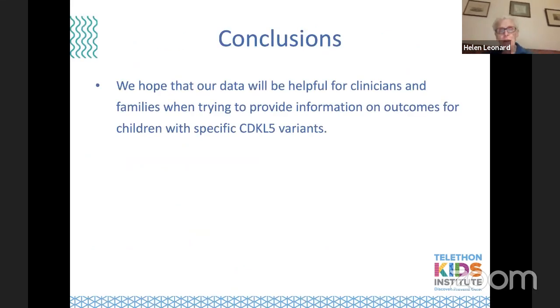So in conclusion, we hope that our data will be helpful for clinicians and families when trying to provide information on outcomes for children with specific variants. Because it's a question that I often get from families, what does this mutation mean? So we are actually slowly trying to be able to answer these questions. This is very preliminary data. It has not been published yet, but we hope that we're on the way to be able to find out better answers.